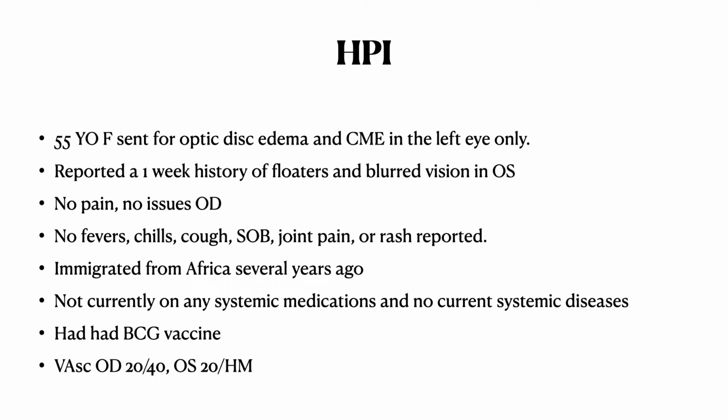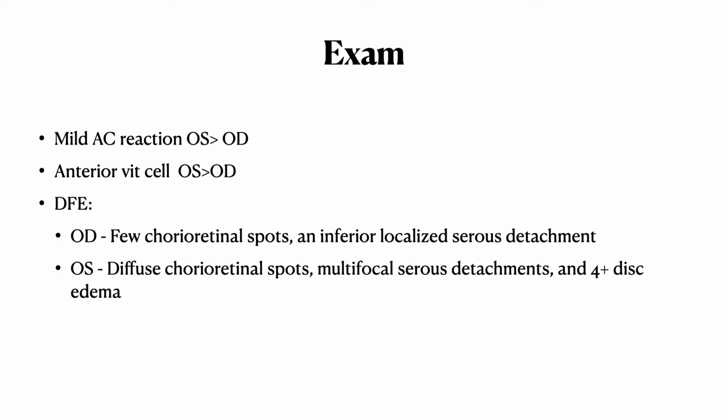The vision uncorrected in the right eye at the time was 20/40, and the left eye was 20 hand motions. Her exam was significant for a mild AC reaction in both eyes, the left eye more than the right. It was also significant for anterior vitreous cell, again, left eye worse than the right. On dilated fundus exam, it was noted the patient had a few chorioretinal spots, as well as an inferior localized serous detachment in the right eye. The left eye exam was more dramatic, with diffuse chorioretinal spots, multifocal serous detachments, and 4+ disc edema.